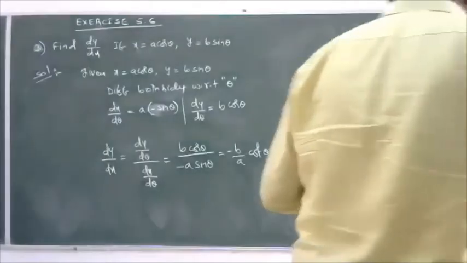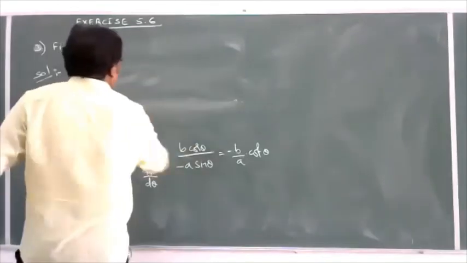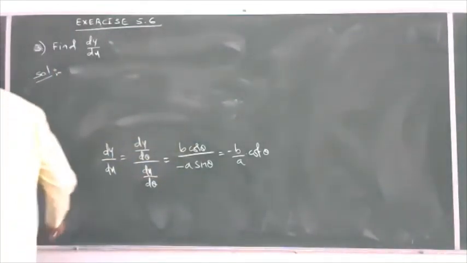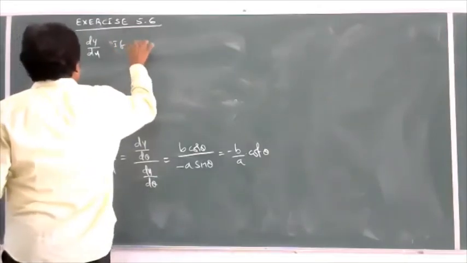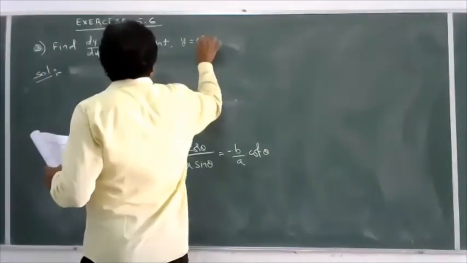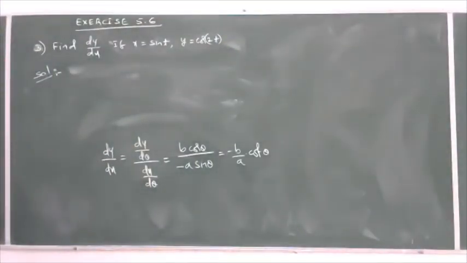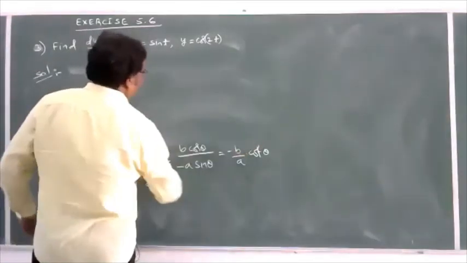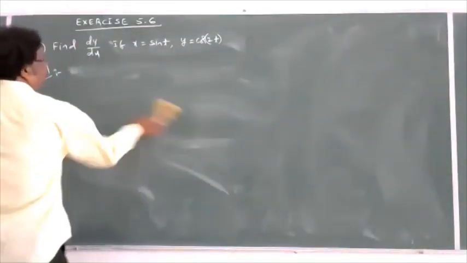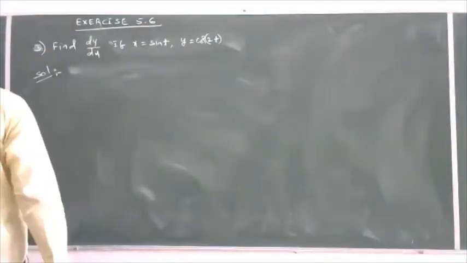Find dy by dx, if x is equal to sin t, y is equal to cos 2t. Here, what is the parameter? T. T is the parameter. That's why we differentiate both sides with respect to t.